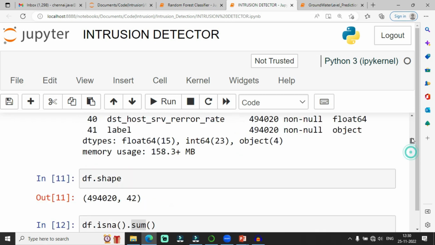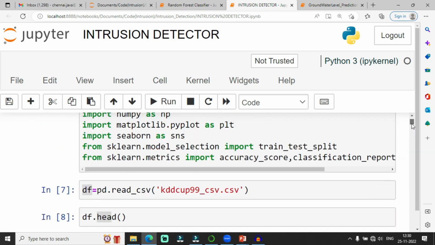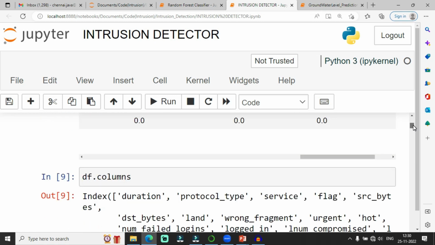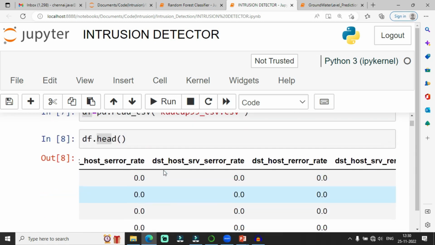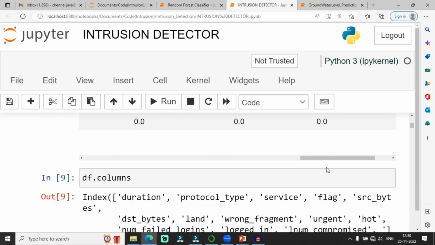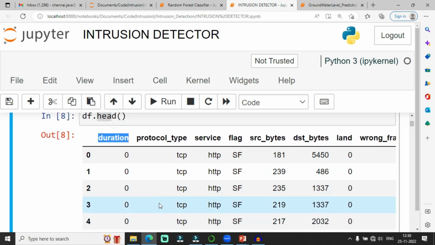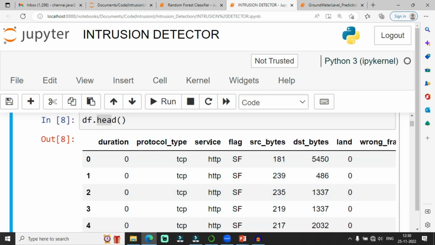Clear with this? So for example, this is my data set. This is how my data set looks like. So how I am splitting them into different categories. Clear with this? So all these are the different features. For example, I have duration, protocol type, service, flag, source bytes, destination bytes. All these are the different columns that are present in my data frame. So how I am grouping them into different categories.